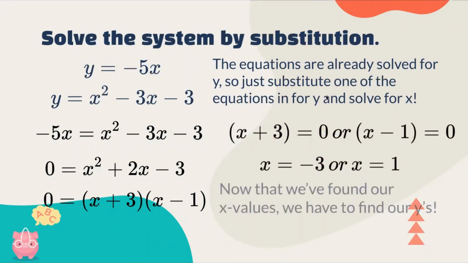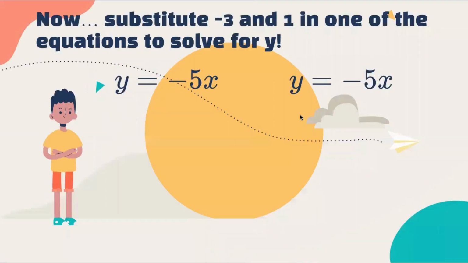Now that you found your two x values, you can go ahead and plug them into one of the original equations to solve for y. I'm going to go ahead and use y equals negative 5x since I figured it would be easier to solve. But you can also use the quadratic equation that we were given if you'd like. And now all you have to do is substitute both negative 3 and 1 into y equals negative 5x.